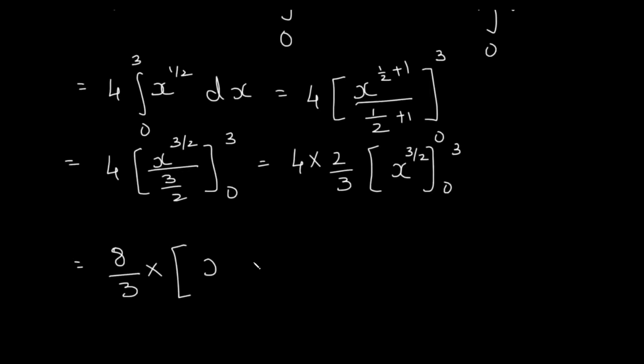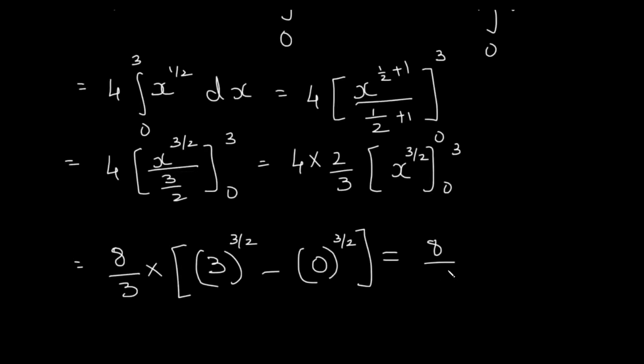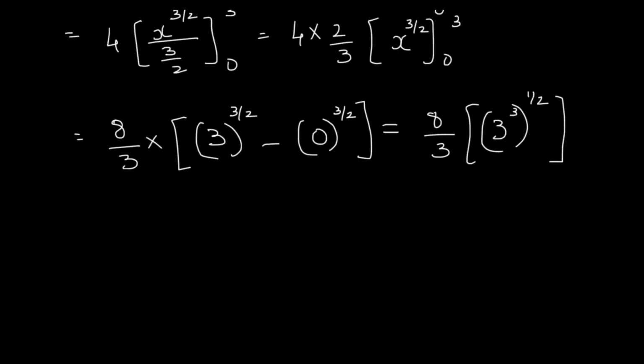X raised to 3 by 2 becomes what? It becomes 3 raised to 3 by 2 minus 0 raised to 3 by 2. And further we write it as, here, now 3 raised to 3 by 2. Now remember, 3 raised to 3 by 2 is 3 cube raised to half. And 0 raised to anything is 0, so that term goes away. Upon doing further, we get 8 upon 3.